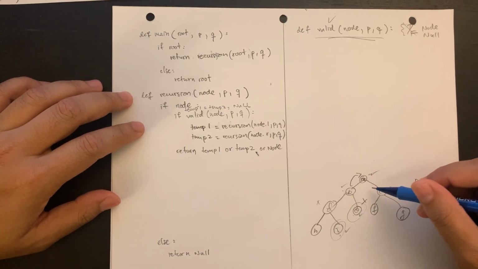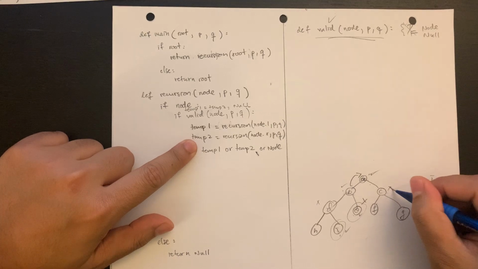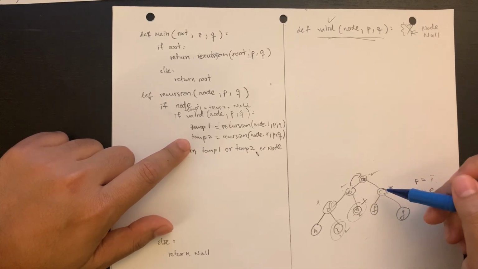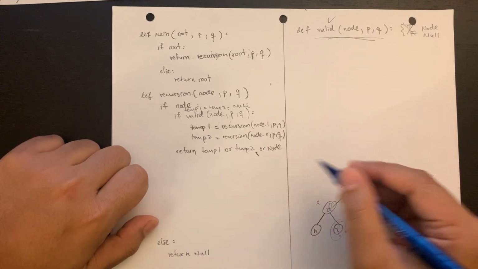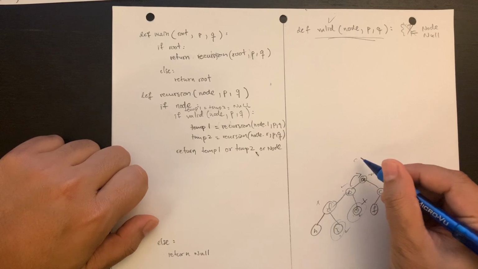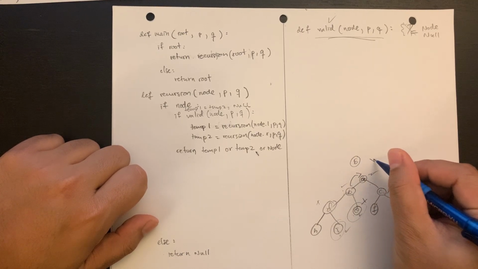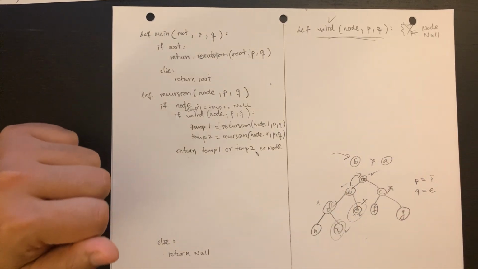And then over here, we call recursion on this, and I couldn't find it, so this is null. And then right here we will get B, and then null, and then A. So it's going to return B, which is right.